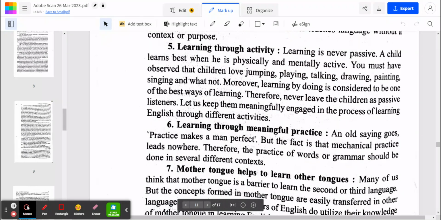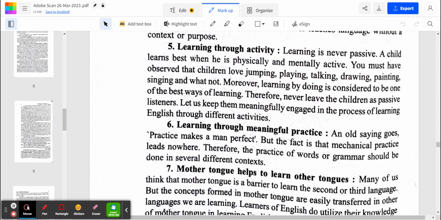Learning through activity. Learning is never passive. A child learns best when he is physically or mentally active. You must have observed the child loves jumping, playing, talking, drawing, painting, singing, and whatnot. Moreover, learning by doing is considered to be one of the best ways of learning. Therefore, never leave the children as passive learners. Let us keep them meaningfully engaged in the process of learning English through different activities.